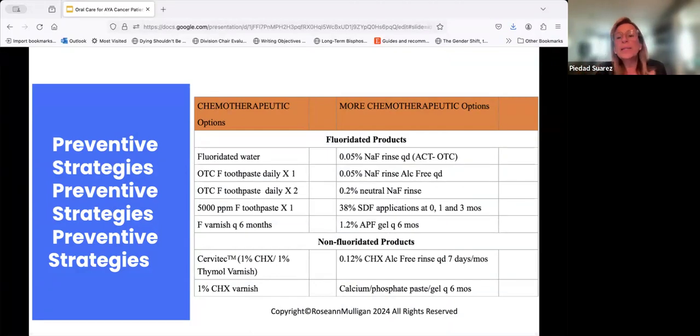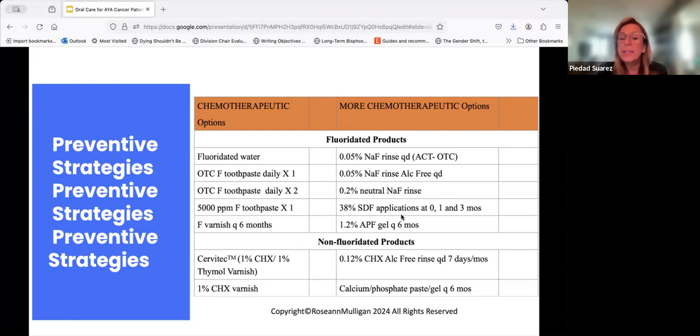And we have toothpaste that is prescribed, like I said, the 1.1, and the one that is 5,000 parts per million. That's the one that you can use. There is the regular toothpaste as well. All these products are here just as a general guide. I didn't put any specific brand.